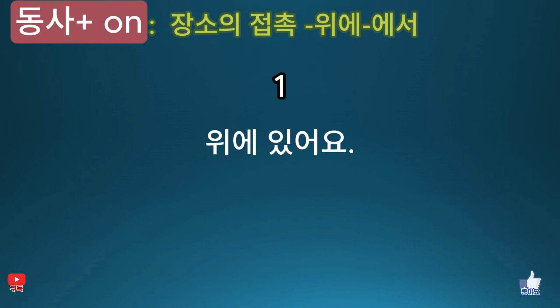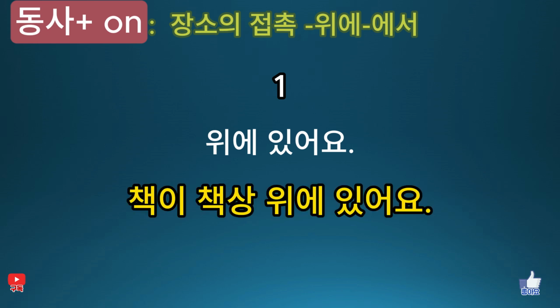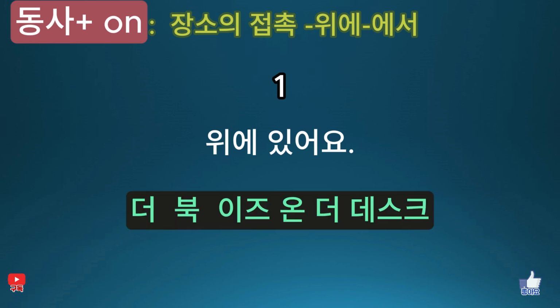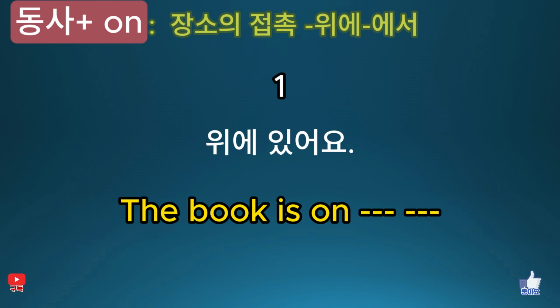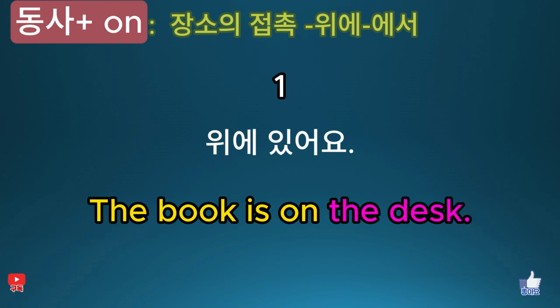위에 있어요. is on. 책이 책상 위에 있어요. The book is on the desk.